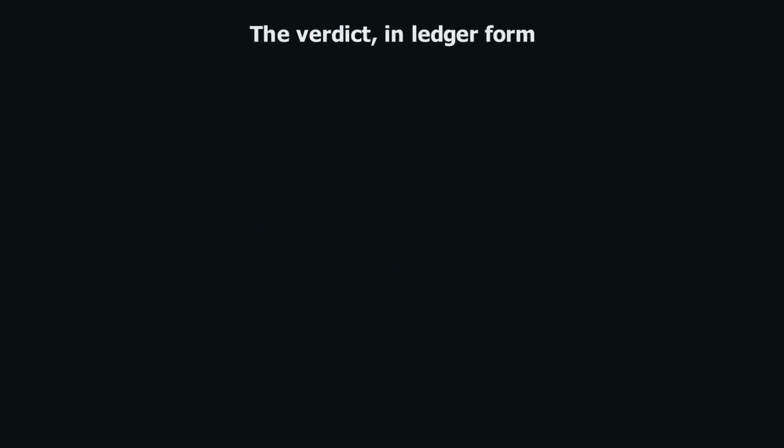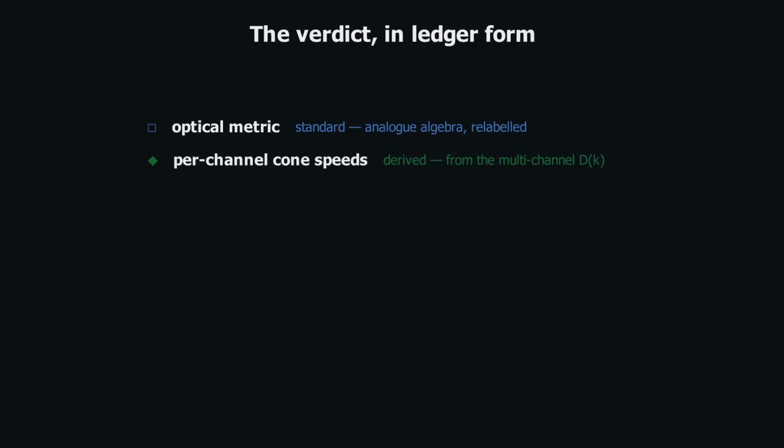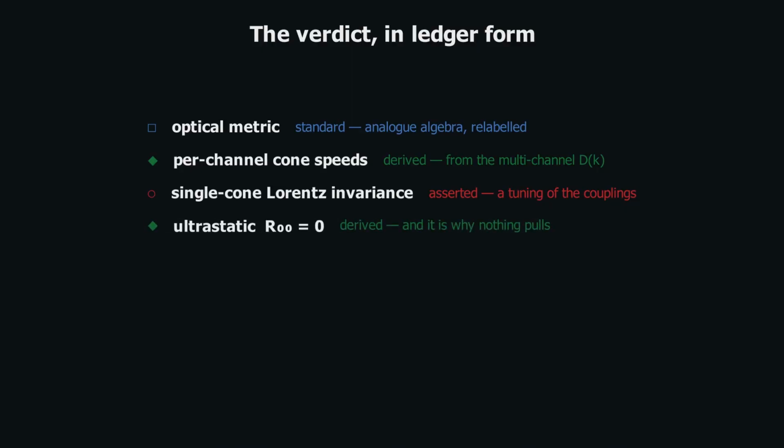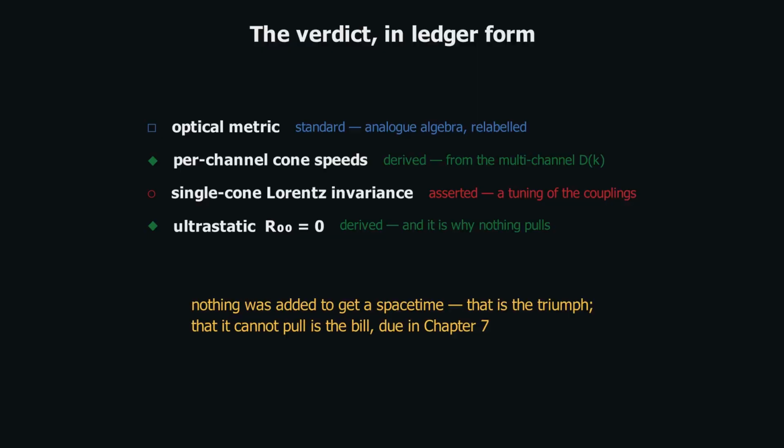The verdict in ledger form. The optical metric is real and it is exact, but its tag is standard. The algebra is analog gravities, relabeled, and what ACT adds is ontology, not equations. The per-channel cone speeds are derived, honestly, from the multi-channel dynamical matrix. Single-cone Lorentz invariance is asserted, a tuning of the couplings that no substrate mechanism yet forces. And the ultrastatic identity, R00 equals 0, is derived, which is precisely why this geometry cannot pull.